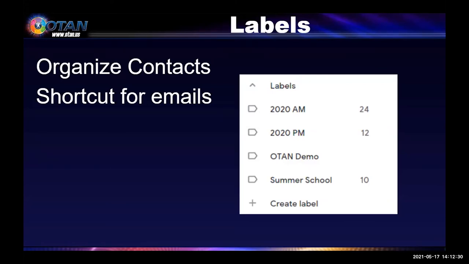So I have a label that says 2020 AM, which is my morning class, 2020 PM, which is my night class. I had an OTAN demo because I was just playing around and seeing about it. And then I have one that says summer school because, again, I was just playing around with it, but I could use it for summer school. And I have create label.